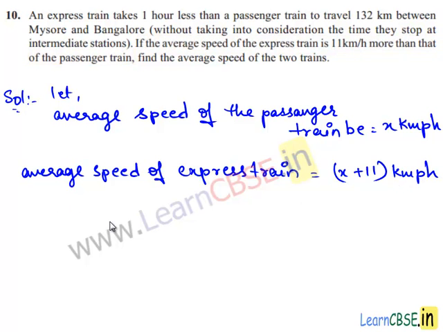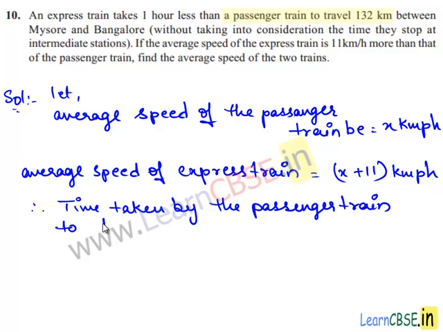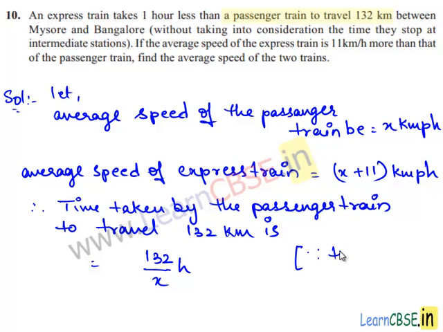Now let us calculate the time taken by the passenger train. So the time taken by the passenger train to travel 132 kilometers is 132 by x hours, since we know time is equal to distance by speed.